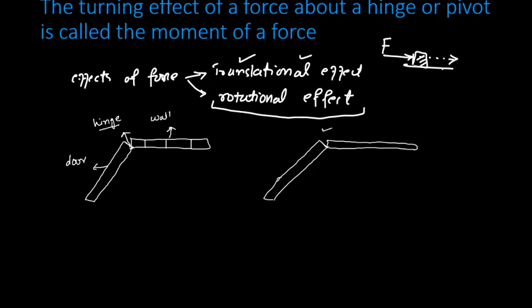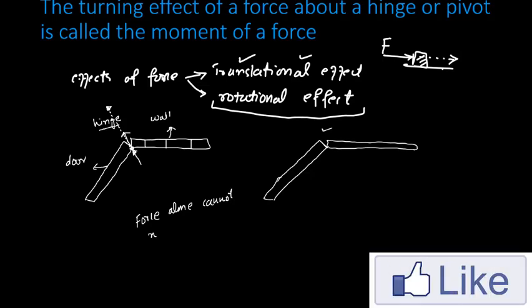Now if I apply the force at the hinge, right in the hinge, the door will not rotate because this force is being applied on the pivot point. This force will tend to move this point in its own direction. So here it will have the translational effect. It cannot rotate the body. So for a body to be rotated, only force is not the requirement. Force alone cannot rotate a body.